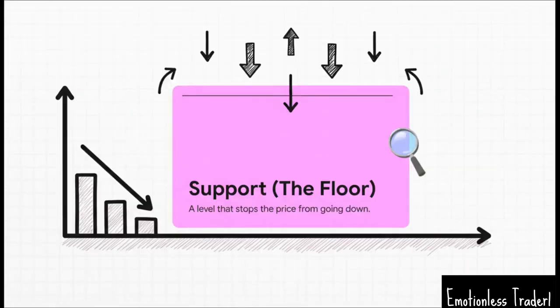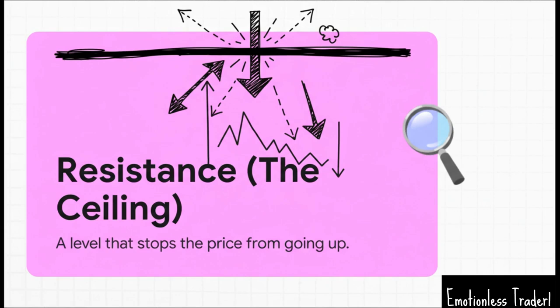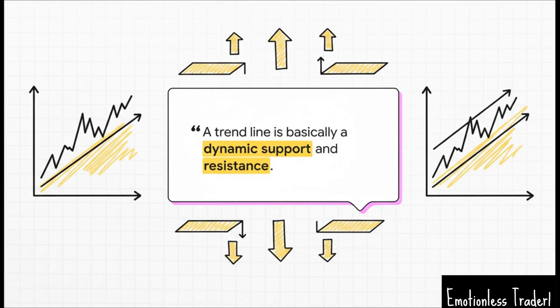Okay, step 2 starts with something called support. The easiest way to think about this is like a price floor. It's a level where the price seems to stop falling, hit this invisible floor, and bounce back up. And if support is the floor, then you've got resistance, which is the ceiling. This is a price level where the stock seems to hit its head and can't go any higher, often getting pushed back down.